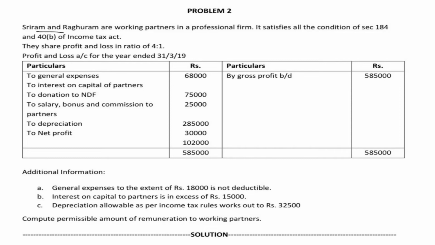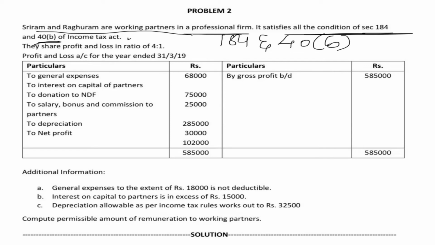Sriram and Raghuram are working partners of a professional firm, so it satisfies the conditions of section 184 and section 40B. Their profit and loss ratio is 4:1. Now the profit and loss account is given. We have general expenses, interest on capital, donation, salary, bonus, commission, depreciation. Net profit of rupees 1,02,000 is given in the problem.